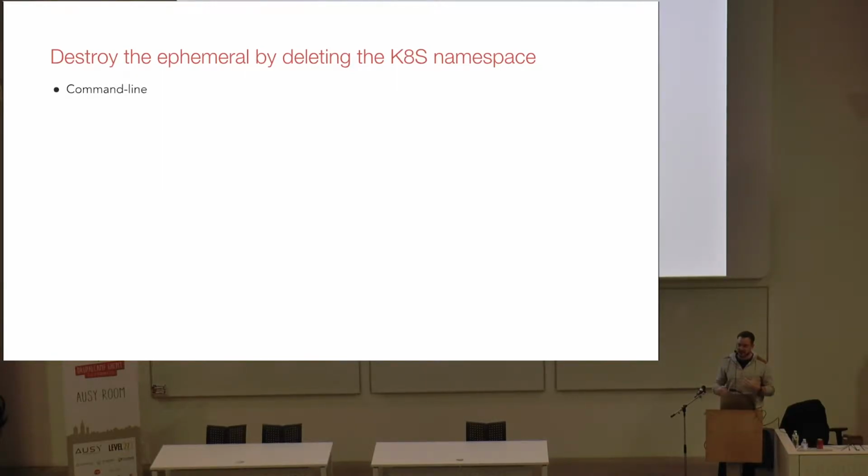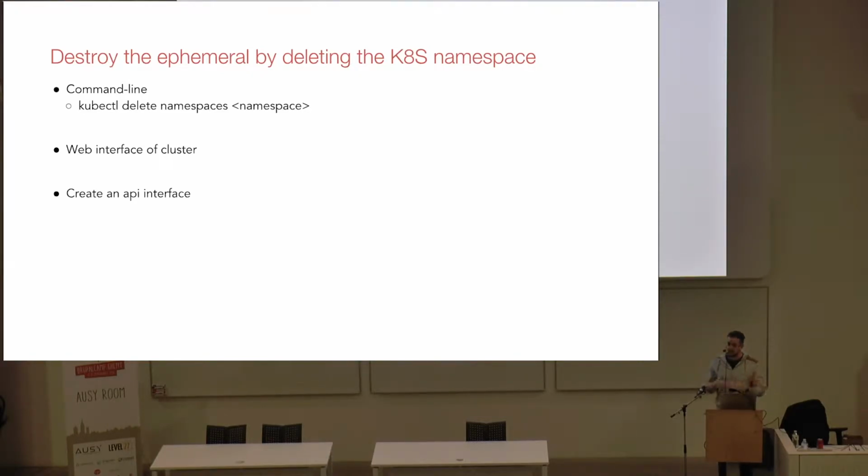So this is fairly easy because we're using a namespace. The only thing we need to do is delete the namespace. We can run a kubectl command from your machine, so kubectl delete namespace, and it's gone. We can use the web interface of your Kubernetes cluster, or we can create an extra API, an extra web interface which connects to your Kubernetes cluster's API.